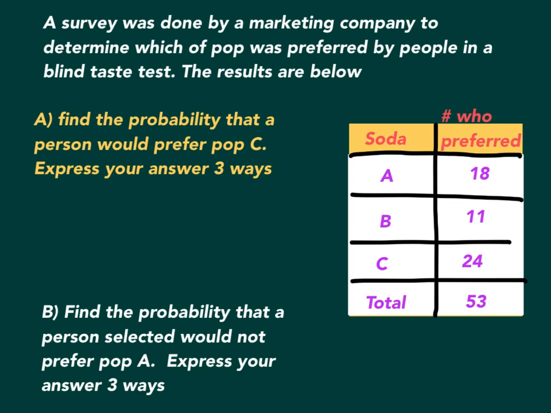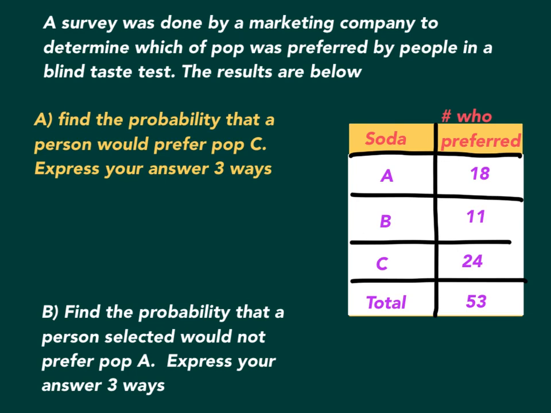All right, in our last example here, a survey was done by a marketing company to determine which pop was preferred by people in a blind taste test. The results are shown below. So can you kind of picture this? I've seen TV commercials of it where they have people taste a couple different things and they ask which was the name brand, or can you tell, can you not tell? Same idea. That's what a blind taste test is. You don't know what you're tasting. So question A, find the probability that a person would prefer Pop C. Express your answer in 3 different ways.